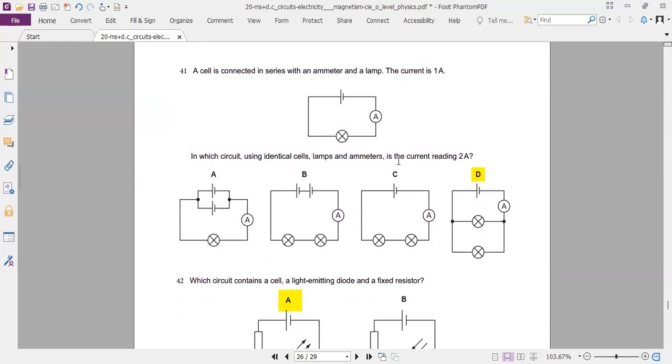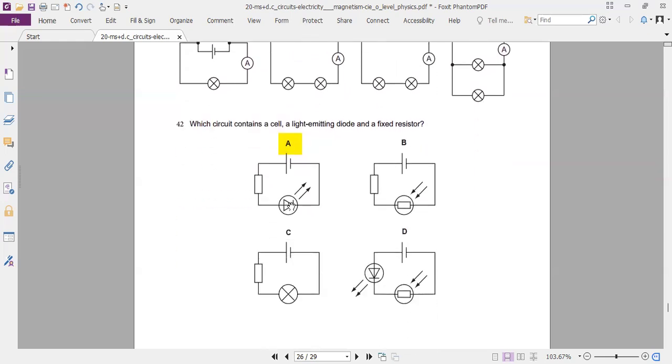So if you have 1 amp current and you want to make it 2 amps, you just connect the same lamp, a similar lamp in parallel, and you will get the current twice.